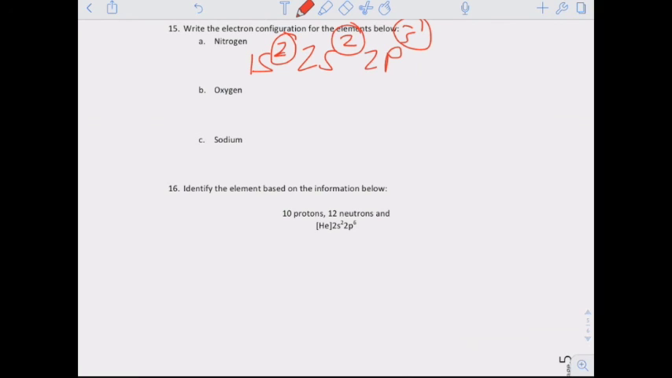So for oxygen, it should be 1s2, 2s2, 2p4. 2 plus 2 is 4, plus 4 is 8, and so we have enough. Go ahead and try sodium.